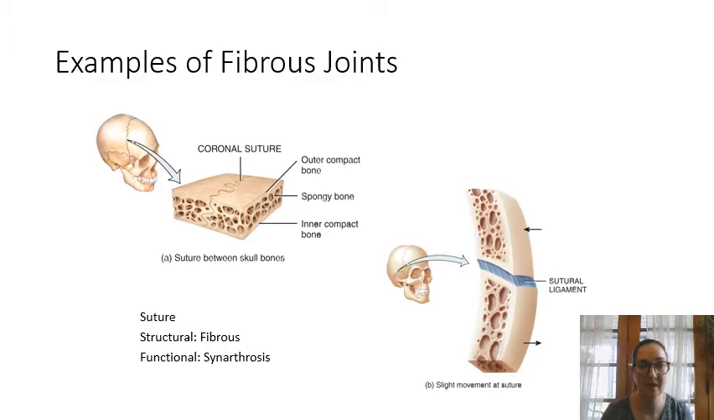All right, so here's a little bit of what a suture looks like. So we can see that in the bones of the skull, they're fused together with fibrous connective tissue. Hopefully those bones don't move independently of one another, right? So that joint is a fused joint with no movement. So we would consider that structurally to be fibrous because of the structure of it, and then functionally synarthrotic because it does not move. So that's a synarthrosis.